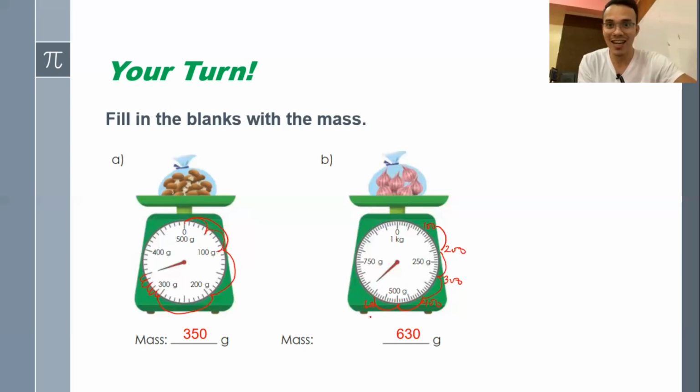So from 600 grams, we are going to count in tens. 600, 610, 20, 30. The needle is pointing this mark and it's 630. Therefore, the mass of the onions is 630 grams.